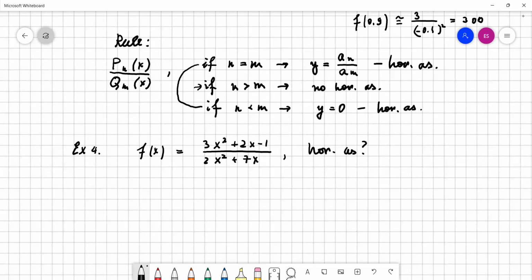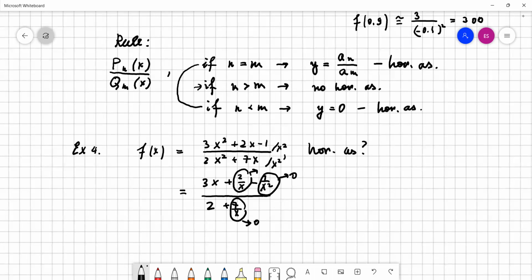I have a cube in the numerator and a square in the denominator. So I'm going to have 3x plus 2 over x minus 1 over x squared. I'm dividing by x squared here and by x squared here. The cube is going to give me just x. In the denominator, I have 2 plus 7 over x. And what I know, this will go to 0 at infinity. This will go to 0 at infinity. This will go to 0 at infinity.